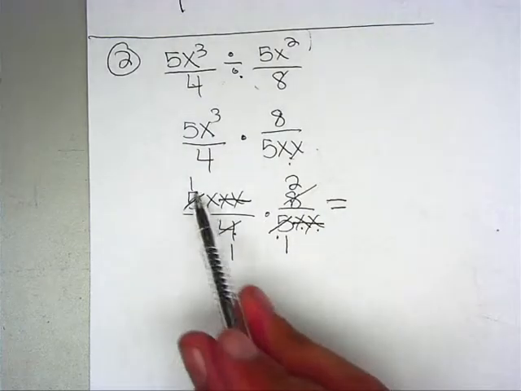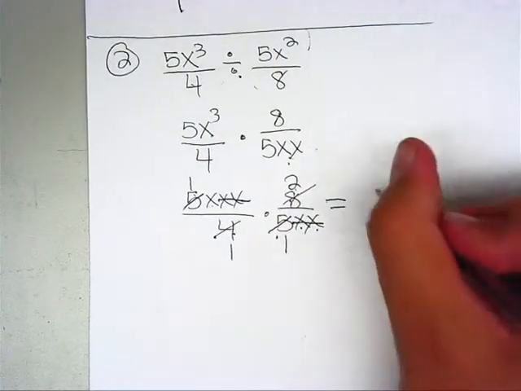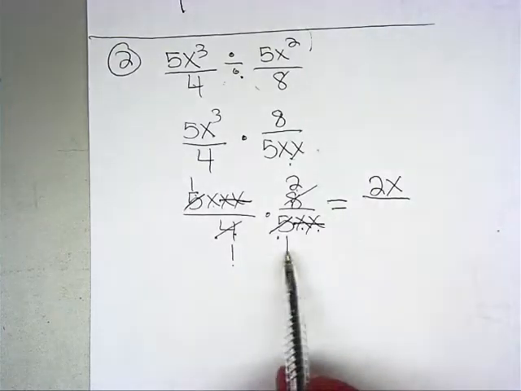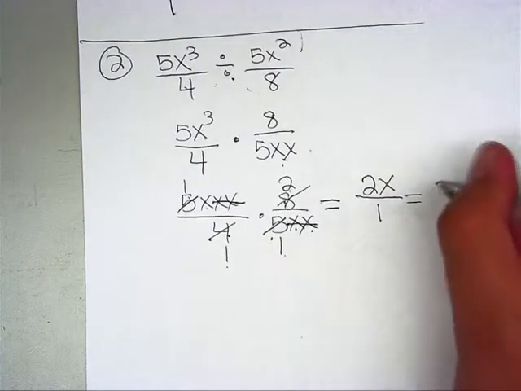So my answer is 1 times x times 2 on top, which is 2x, divided by 1 times 1 is 1. Anything divided by 1 is itself. Our answer is 2x.